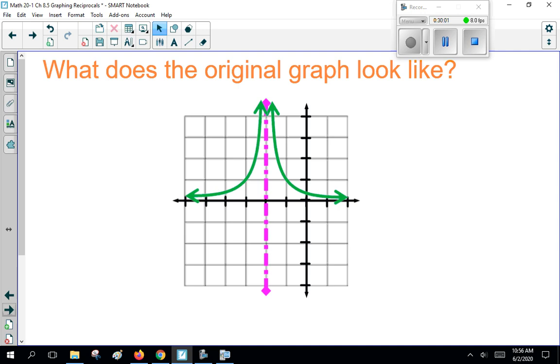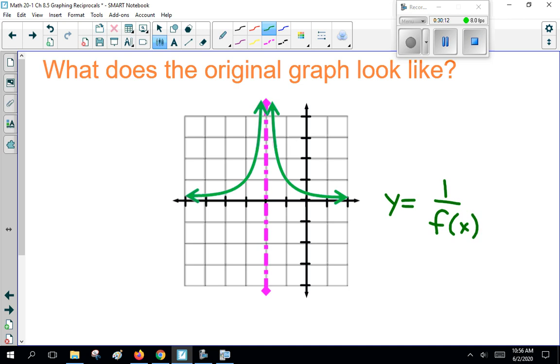Now, last thing, is what does the original graph look like? Okay, so here's the graph of a reciprocal function. This is y equals 1 over f of x. What does the original function look like? Well, offhand, I can tell you here, right here, the original function, f of x, is 0. That is where the asymptote is, the original function is 0.